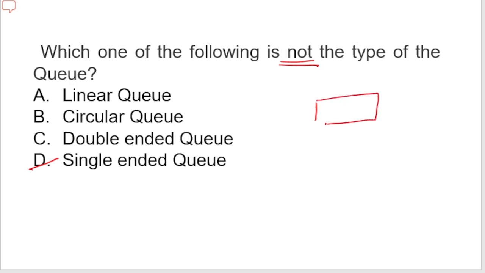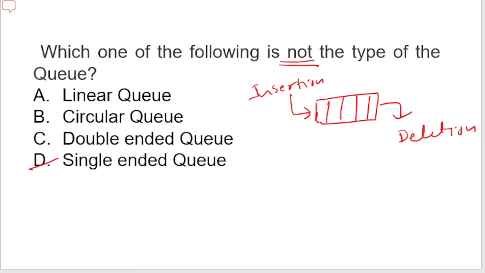So if it is a queue, it has two ends. One end is used for insertion and another is for deletion. Therefore, it is not possible for the queue to have a single-ended queue. So it must be double-ended. And all the other options are types of queue.